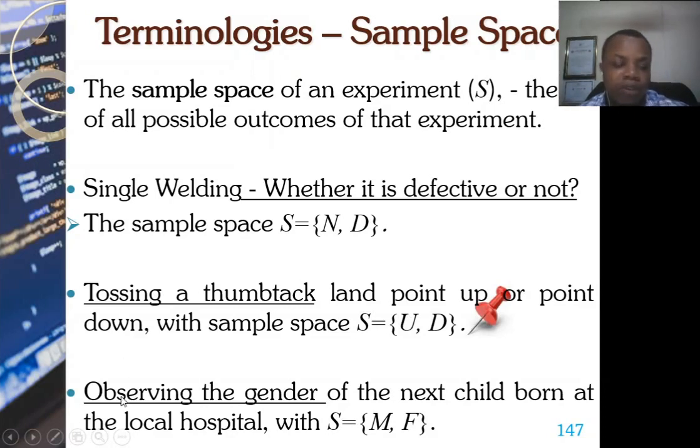Also, we can think of observing the gender of a population or the next child born at a certain local hospital. Once it comes to gender, we know that we have two, that is either a male or a female. So if you conduct an experiment observing the gender of the newborn child, we are going to have only two outcomes, that is either the baby is going to be a male or a female. So this is how sample spaces are.